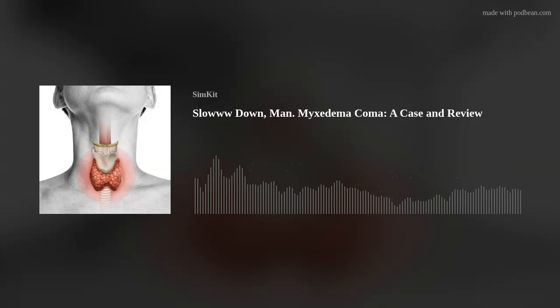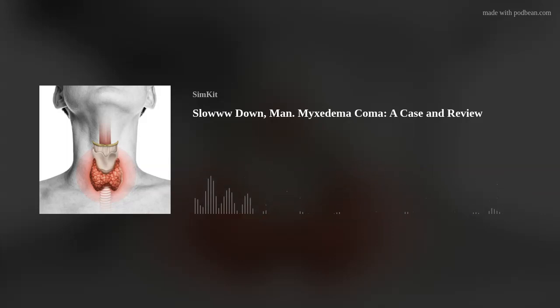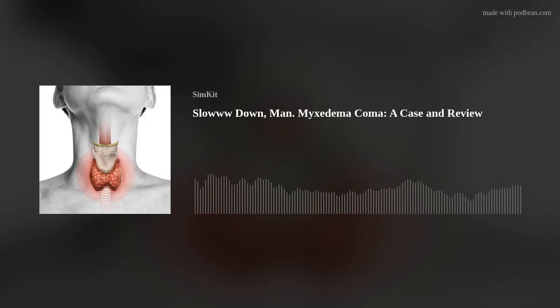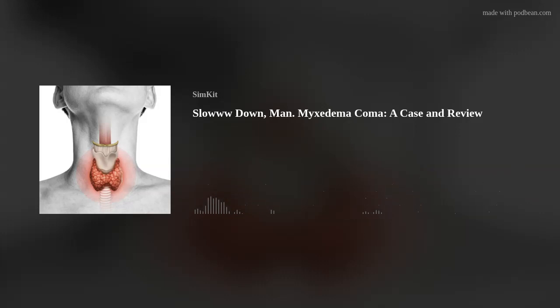Labs start coming back. A sodium of 141, a K of 6, chloride of 114, his bicarb is 14, a BUN of 95, and a creatinine of 13.7.